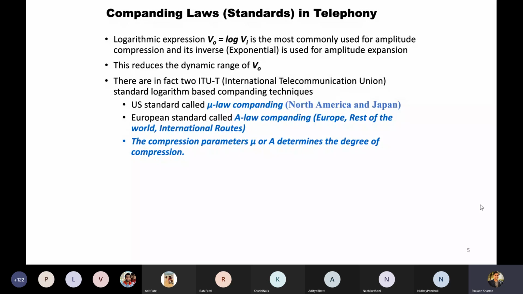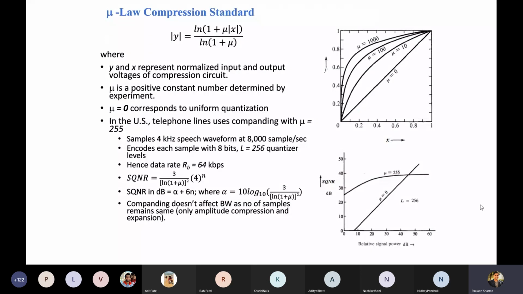We have seen they are followed in different parts of the world. Mu law in US, in Europe it is A law, and the equations are also given in front of you. Okay, so what I will do, I will share this PPT and would advise you all to go through this numerical, very simple, and just have a clear understanding of this graph.